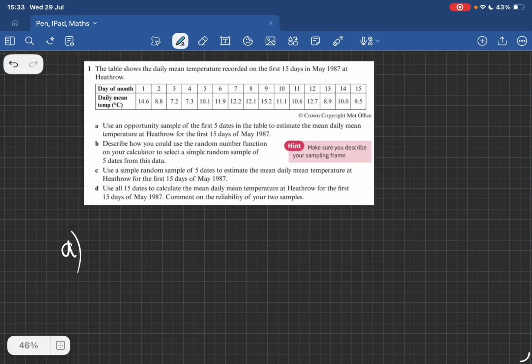Here is Stats Year 1, Mixed Exercises 1, Question 1. And just to start you off, stats is hard. Stats is difficult. There's only so much content you can be asked on.